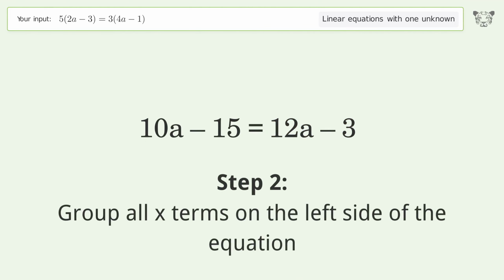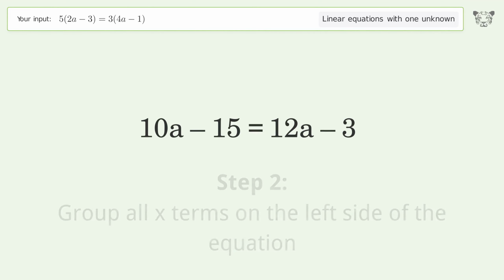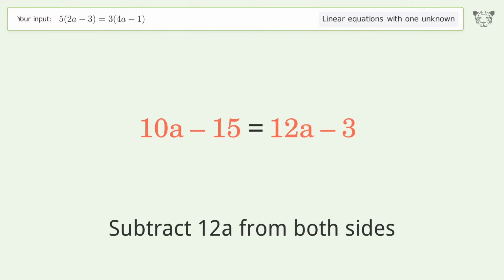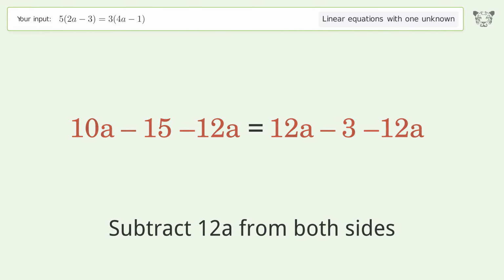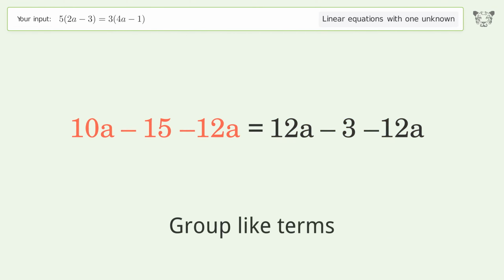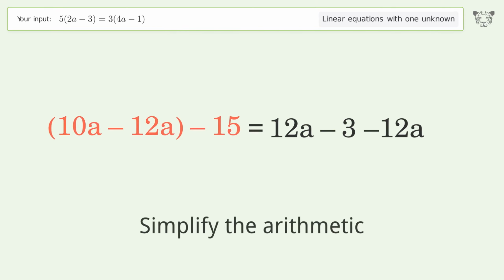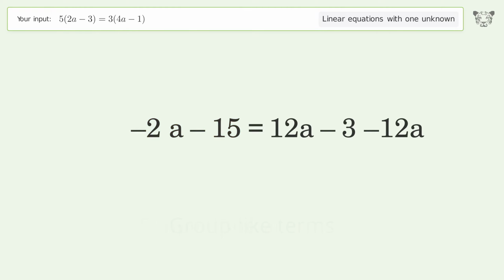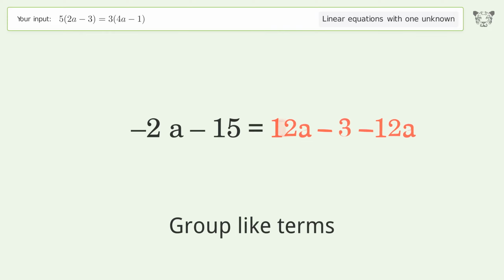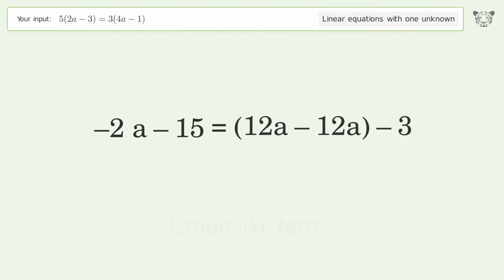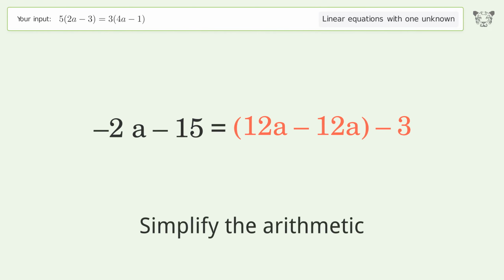Group all x terms on the left side of the equation. Subtract 12a from both sides. Group like terms. Simplify the arithmetic. Group like terms. Simplify the arithmetic.